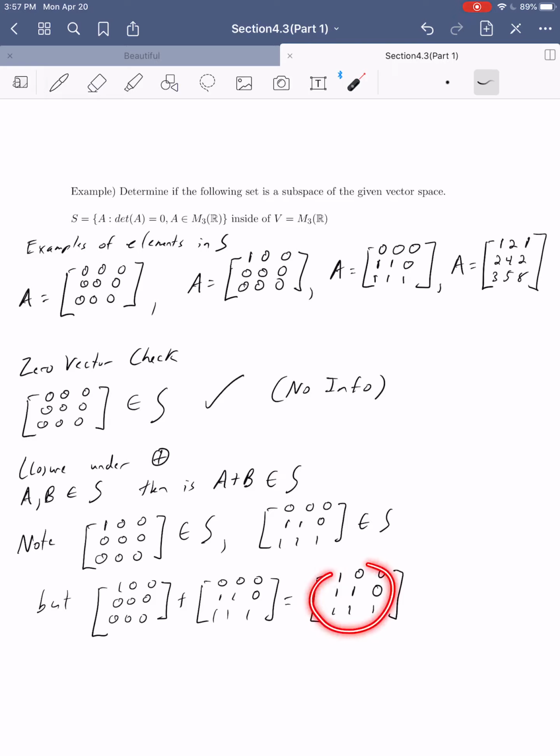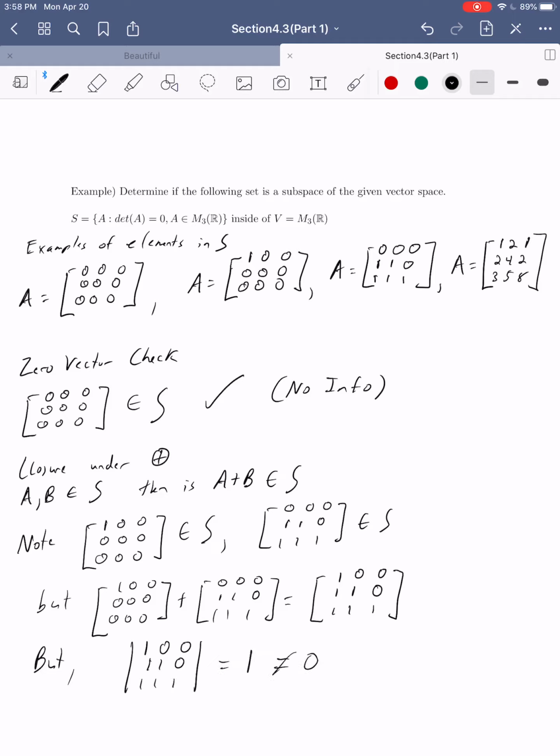Well, this guy is lower triangular, but the determinant here, let's write it out more nicely. The determinant of 1, 0, 0, 1, 1, 0, 1, 1, 1 is equal to 1, which is not 0. So what does that tell us? This guy here is not an element of S.